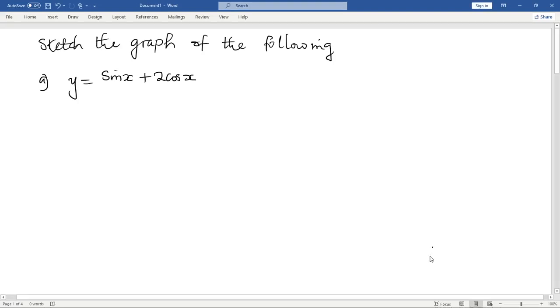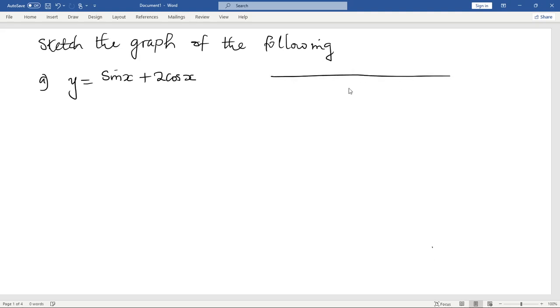Question here. Sketch the graph of the following. So we start with the first question there, which is y equal to sin x plus 2 cos x here. Now, to solve this, we're going to do it the manual way. So what we mean there is, we put up figures here.